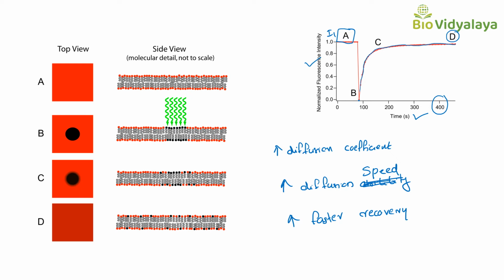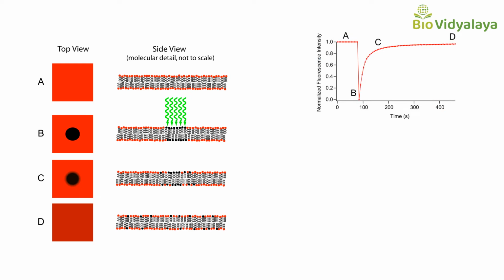I will draw one graph for molecule A and B. Let's imagine molecule A is a lipid and molecule B is a transmembrane protein. Here you have to remember that if a molecule is more bulky, less will be its ability to move. That means diffusion speed is less. So I will draw the graph here.